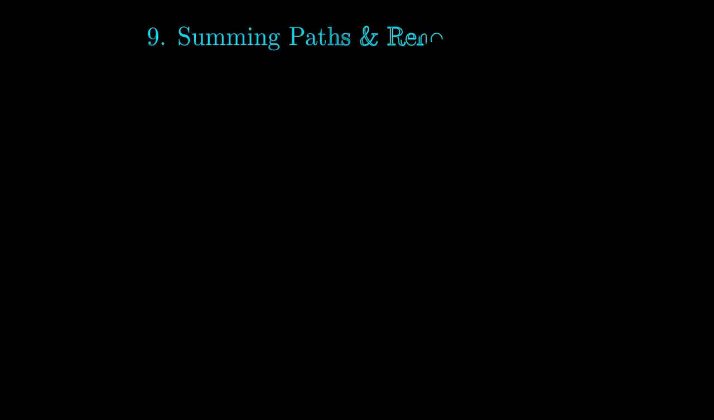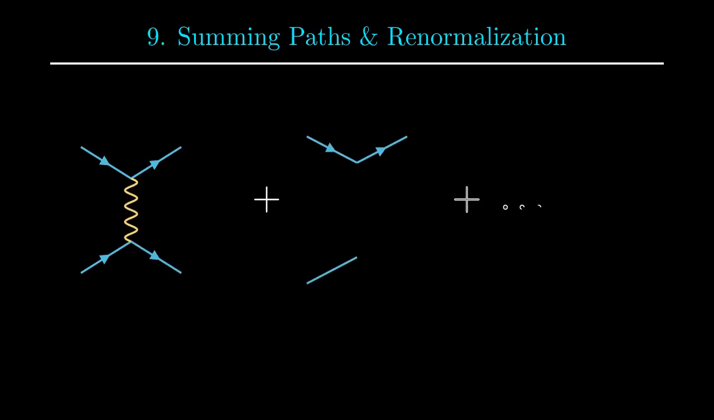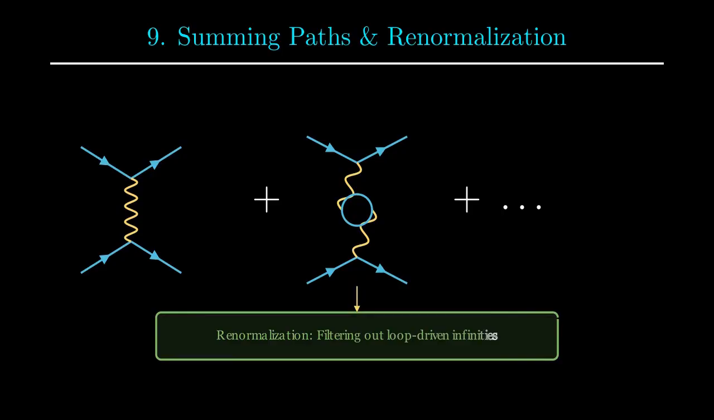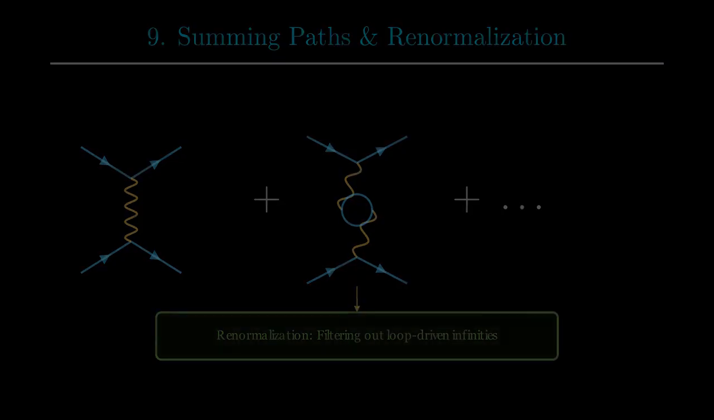To calculate the total probability of an interaction, physicists must draw all possible Feynman diagrams for that specific process, including not just the simplest, lowest-order diagrams, but also more complex ones with additional vertices and loops of virtual particles. Each diagram contributes to the overall probability amplitude, and these contributions are summed together. Handling the infinities that sometimes arise from loop diagrams requires a sophisticated technique called renormalization.